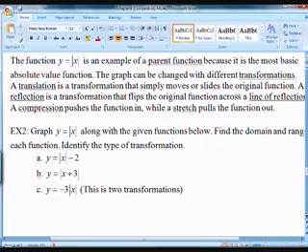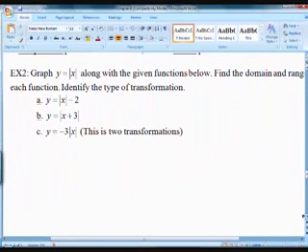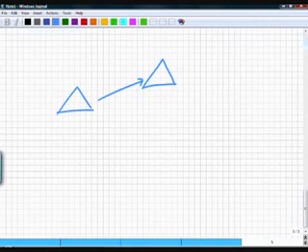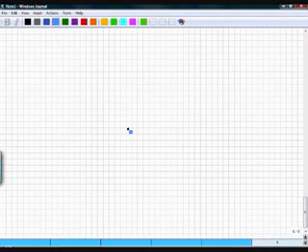Example 2 says to graph y equals the absolute value of x, which was the parent function, along with the given functions below, which are the kids. Find the domain and range of each function and identify the type of transformation that takes place. Again, we're going to graph y equals the absolute value of x along with these one at a time. So I'm going to actually graph each of them separately.